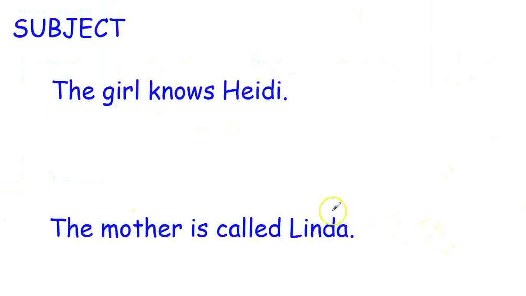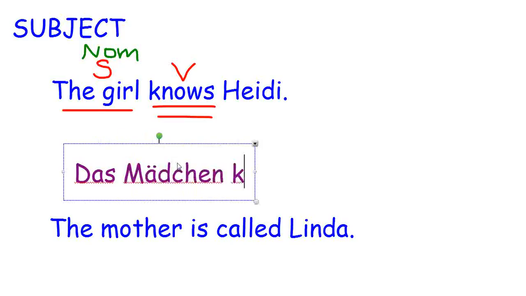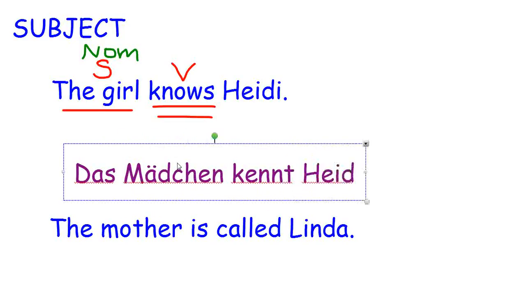So when we look at something as the subject of a sentence, we know that we have to have the nominative case. So if I say the girl knows Heidi, the first thing I ask myself is, what is the verb? Knows. Who or what knows? The girl is the subject. So in German, the girl is the nominative case. And if you recall what the gender of girl is, when you learned it, you should write: Das Mädchen kennt Heidi.